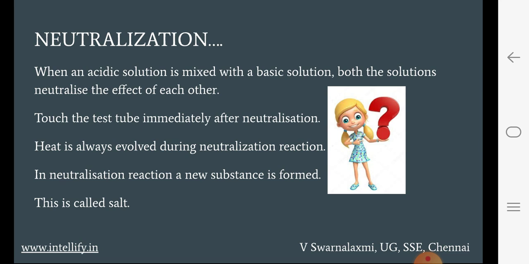So in a neutralization reaction, or in a mixture of acid and base reaction, there will always be a salt formed and heat will be evolved. So in a neutralization reaction, there is a new substance formed. What's that new substance? That new substance is nothing but salt.